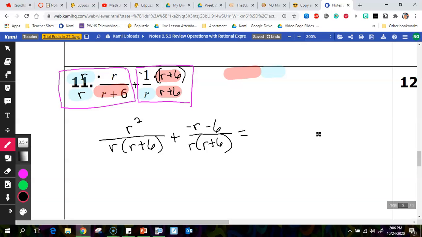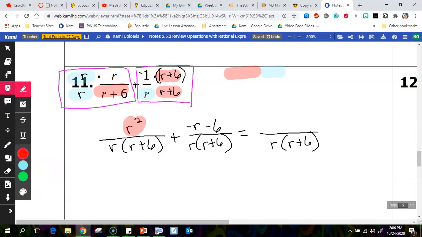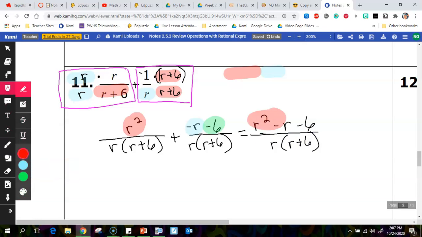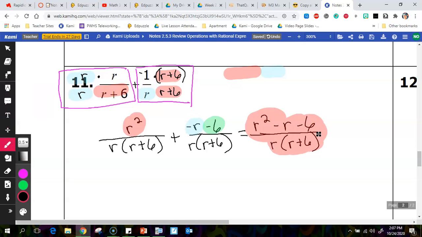Okay, now I have my numerator. I'm going to add together everything in my numerator, and my denominator stays the same. Well, when I add together everything in my numerator, there aren't any like terms. So this and this and this, there are no like terms. So all I can do is just write r squared minus r minus 6. I'm not quite done. So again, just like a while ago, I only want you to pay attention at this part and simplifying it. Okay, so how do we simplify a rational expression?